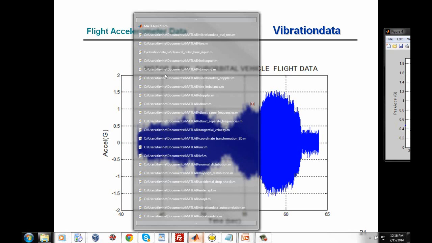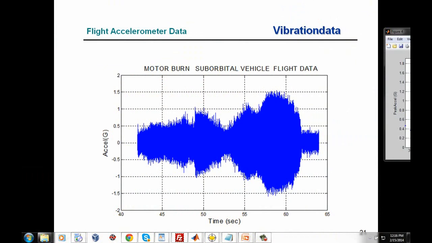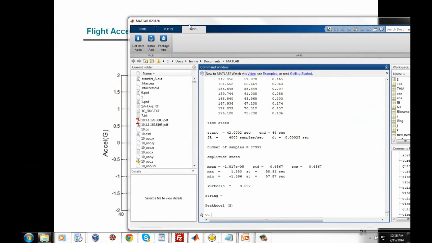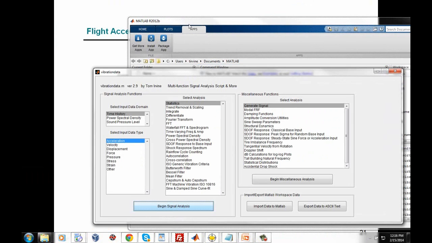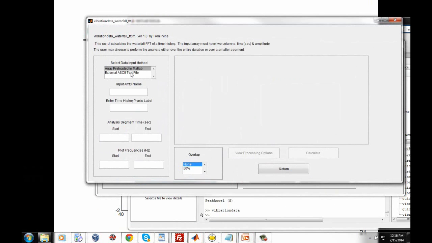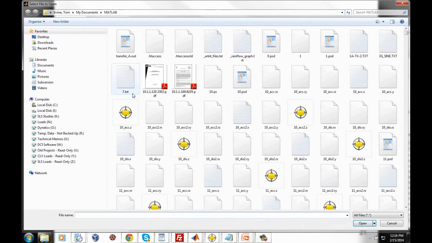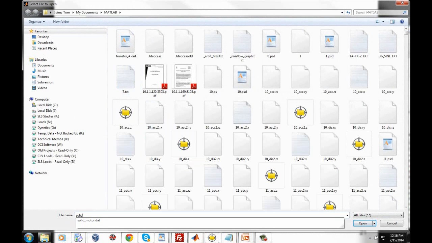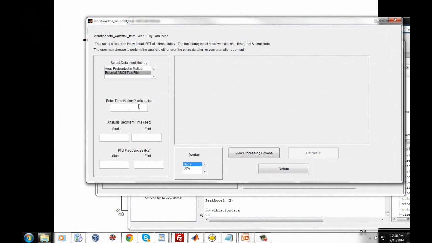One other thing we can do here, if we go back to our vibration data, we can do a Waterfall FFT. So we're going to have external ASCII, and it's going to be the same file, solid.motor.dat. Be acceleration in G's. Okay, this was about, I think, 43 to about 62 seconds or so. And we're going to plot from 10 Hertz to 990 Hertz.